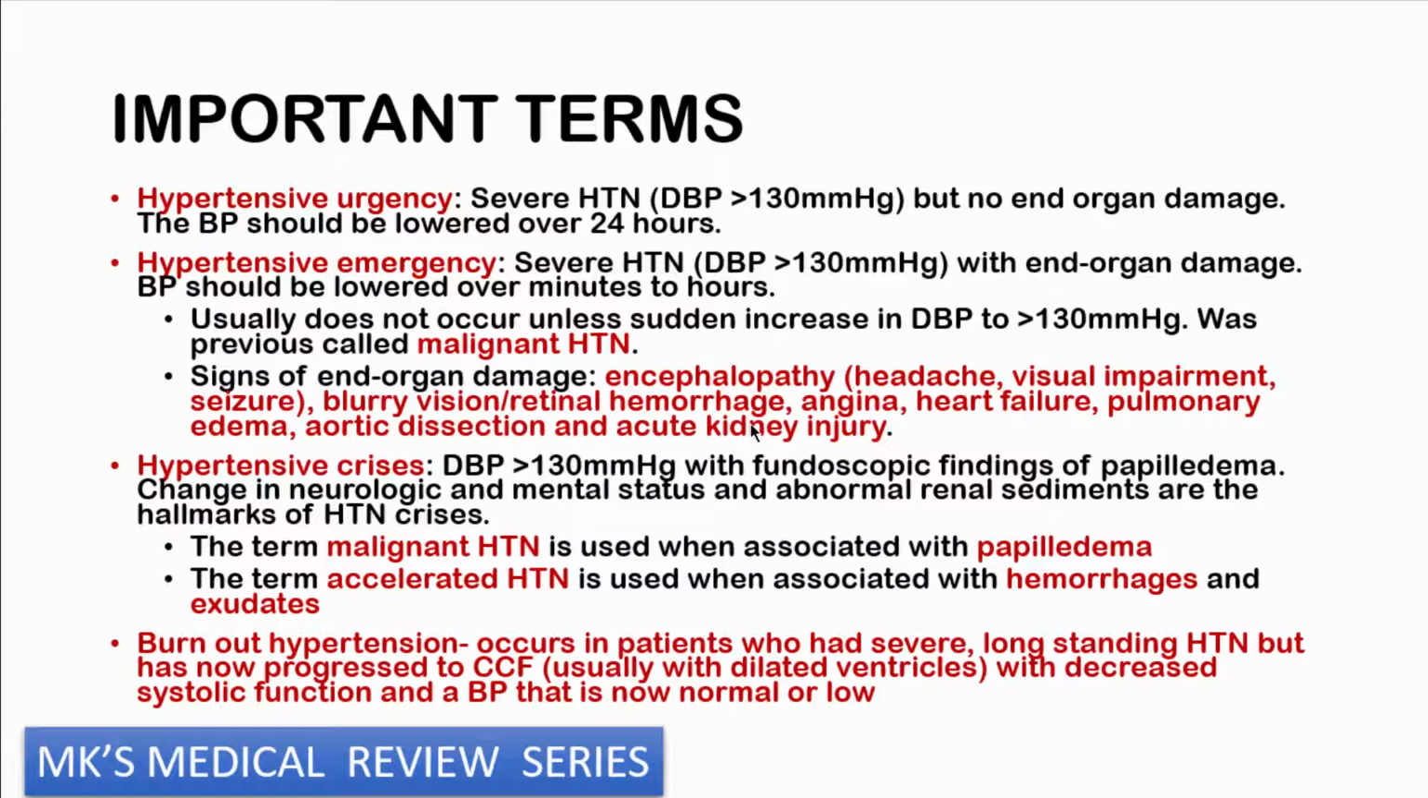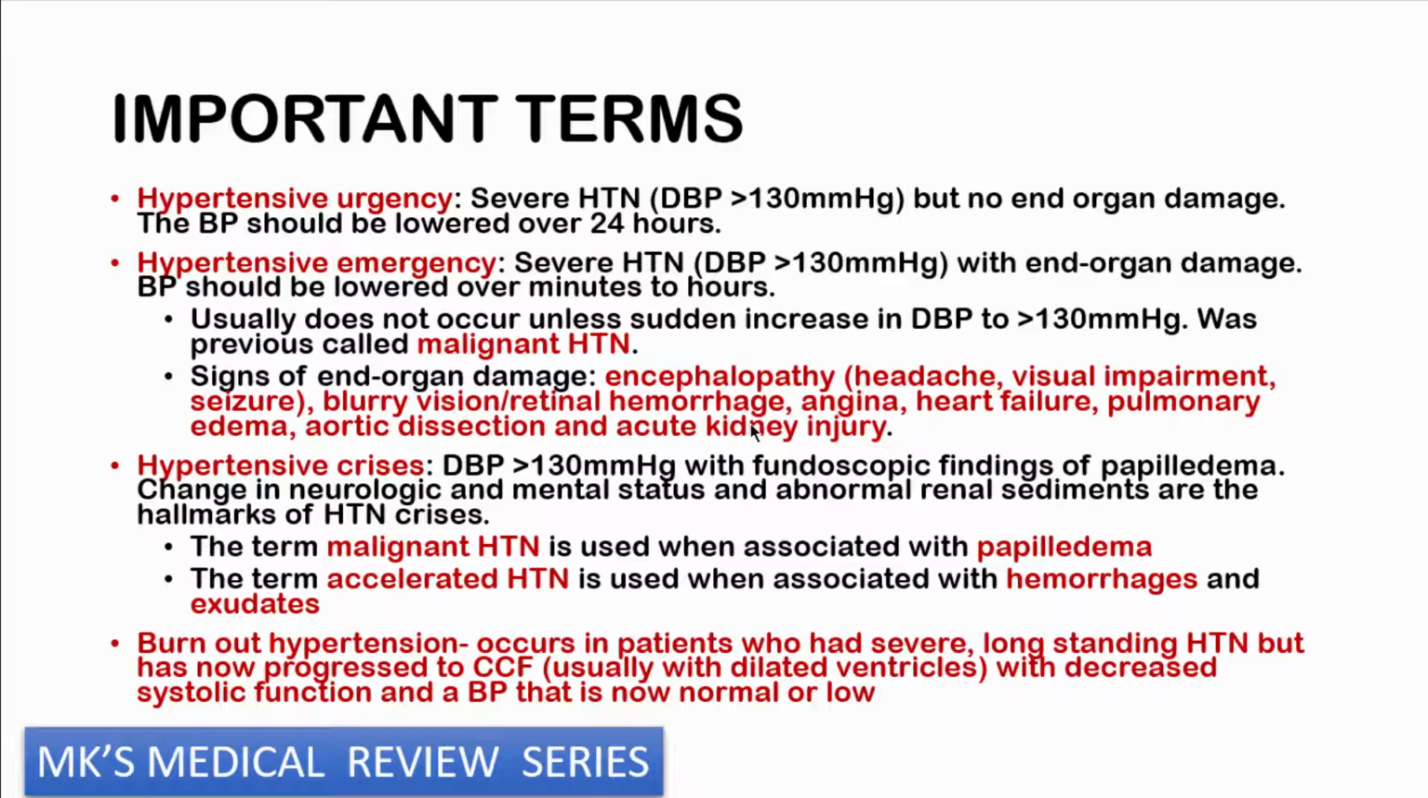So there are no complications that are present. When we're lowering the blood pressure, we should lower the blood pressure over 24 hours. So it should be lowered slowly. So it's urgent. It's not really an emergency. Then hypertensive emergency, this is where someone has a very high BP, a diastolic blood pressure that's greater than 130, and they have end organ damage. So here the BP should be lowered very quickly.